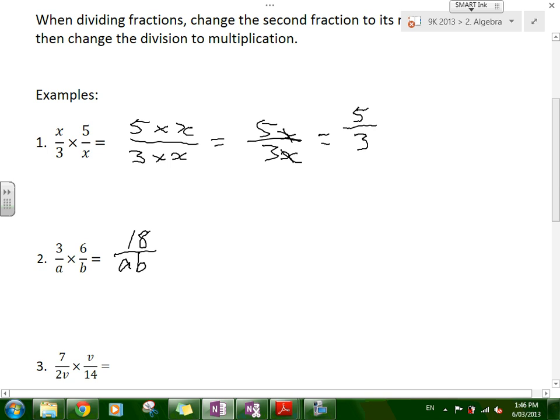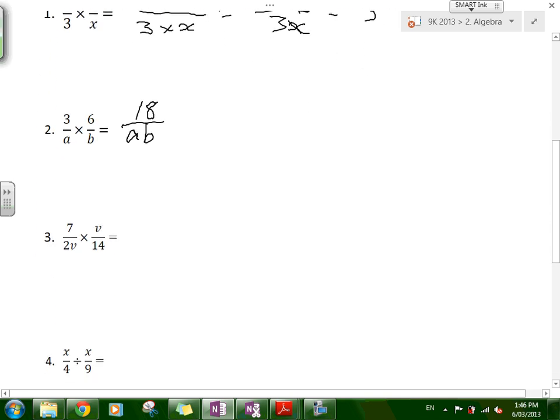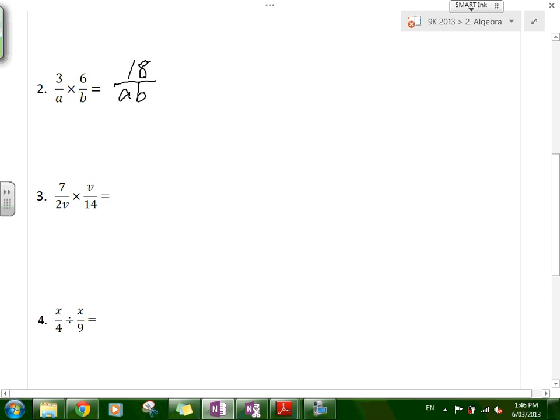Now if I go back, keep moving along, here we have number 3, we've got 7 over 2b multiplied by b over 14. Frankie, what's the numerator going to be? 7b, good, so we've got 7b over, what's the denominator? It is 28b. Because 14 times 2 is 28, multiplied by b is 28b.